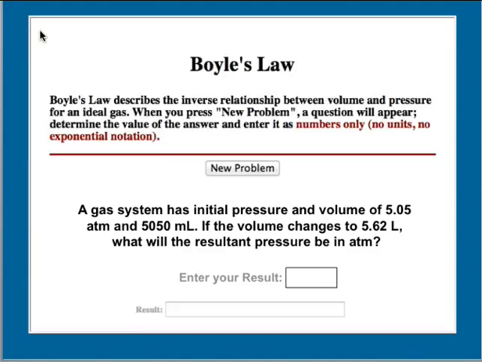Let's look at a couple. We have an initial pressure and volume of 5 atmospheres and 5,000 milliliters. We're going to change our volume to 5.62 liters. And what's our pressure in atmospheres? Well, we have to do one slight conversion in our head, don't we? This is 5,000 milliliters. This is 5.62 liters. So you could either make this 5,620 milliliters by multiplying by 1,000, or divide this one. They have to be the same unit, that's all. Simple Boyle's Law.